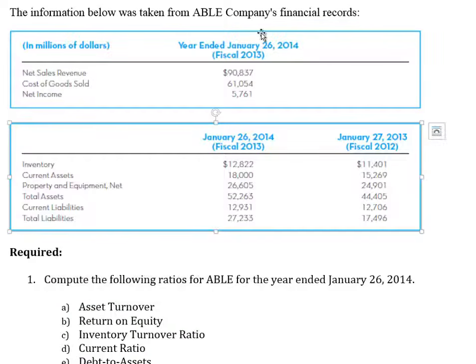We've been given some information here from the income statement: net sales revenue, and don't forget, if net sales revenue is net, it means sales returns and allowances and also sales discounts have been deducted from sales revenue, cost of goods sold, and net income. We've also given you some comparative data for the balance sheet numbers. We have the balance sheet numbers at the end of January 2013 and the end of January 2014.